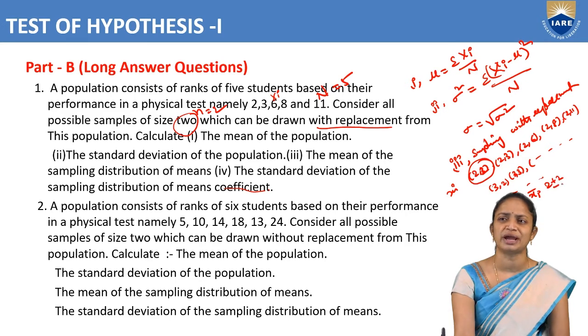That means (2 plus 2) by 2. This is (2 plus 3) by 2. So like that we have to take, from that we can calculate xi bar values.